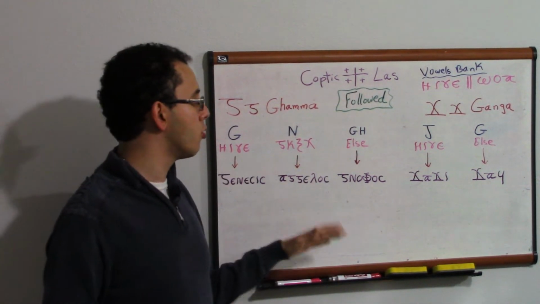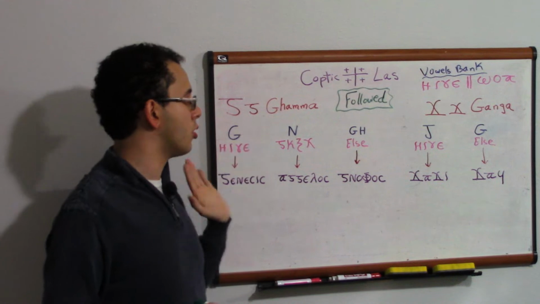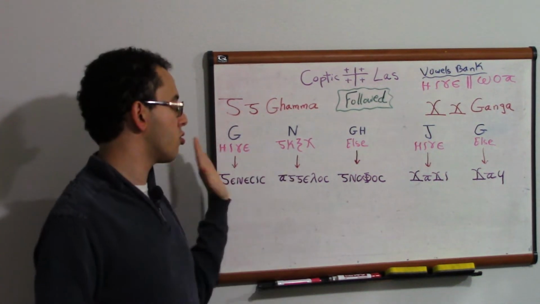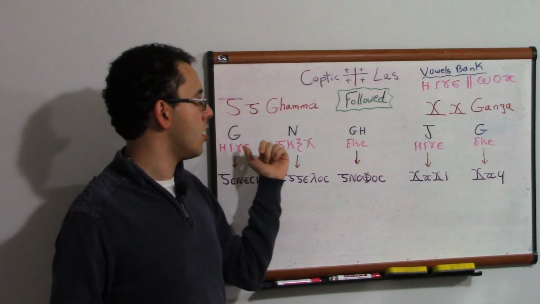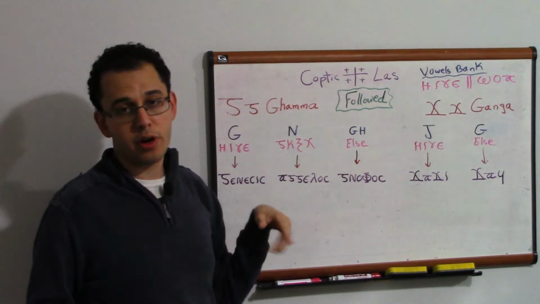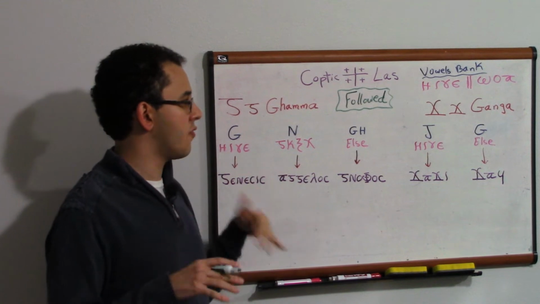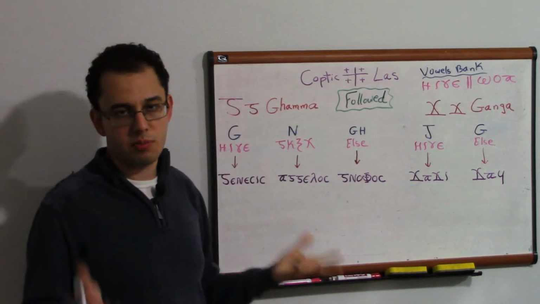Whenever I talk about any rules, it's whenever the letter that we're talking about is followed by a certain set of letters. So it's always followed. So the keyword here is followed. Okay? So for Ganga, for Ghamma, and for Ki, it's always followed. If it's followed by a certain group of letters, it will mean something specific.